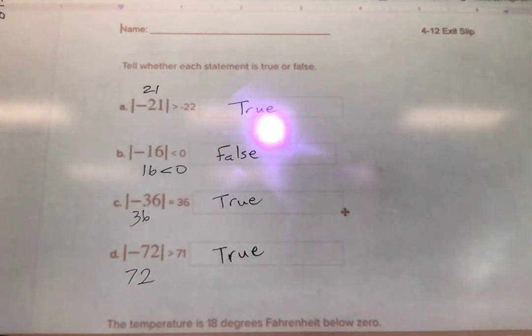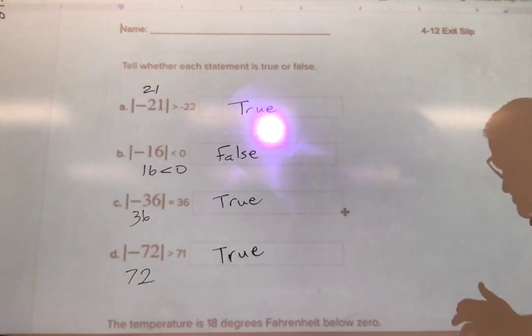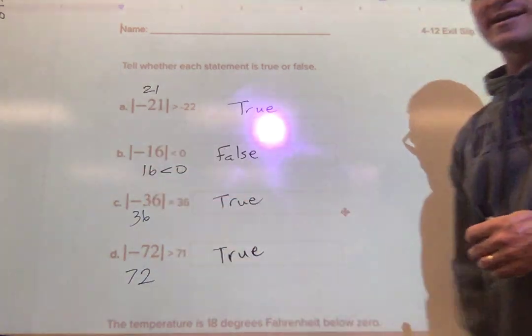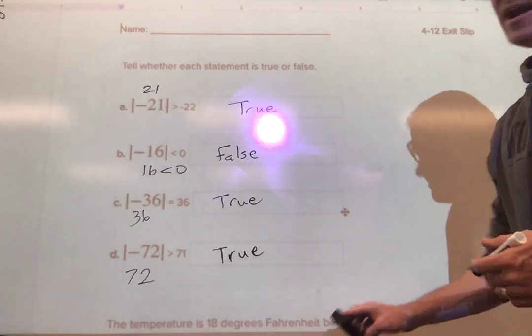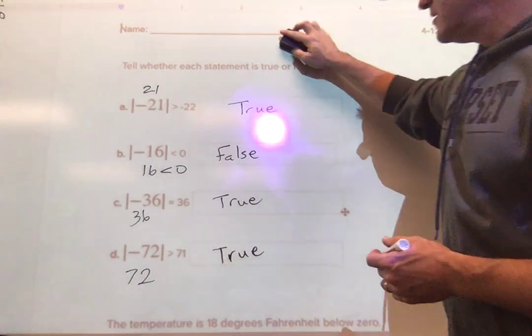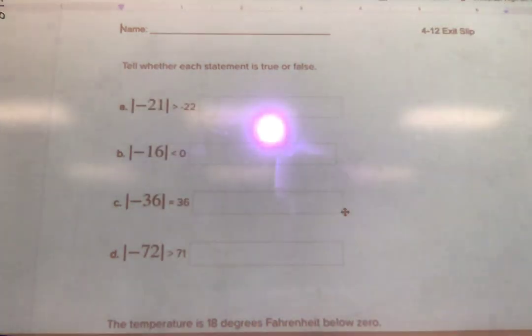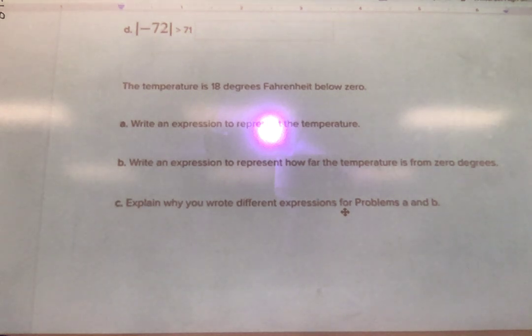Again, really focus on what absolute value is. That means how far it is from zero, and distance is always positive is the main thing to remember. And I like to write it out so I don't get confused by that negative. Make sure you have these written down. We'll take a look at the bottom ones here.